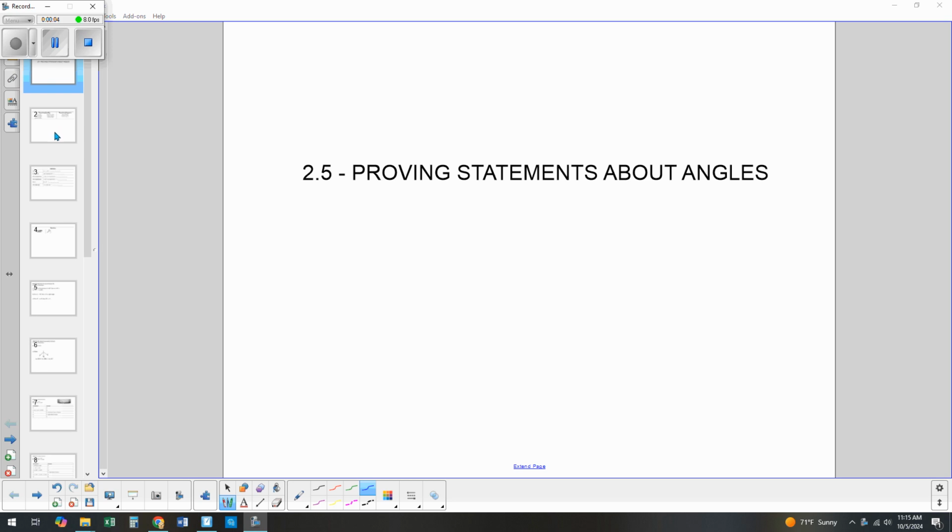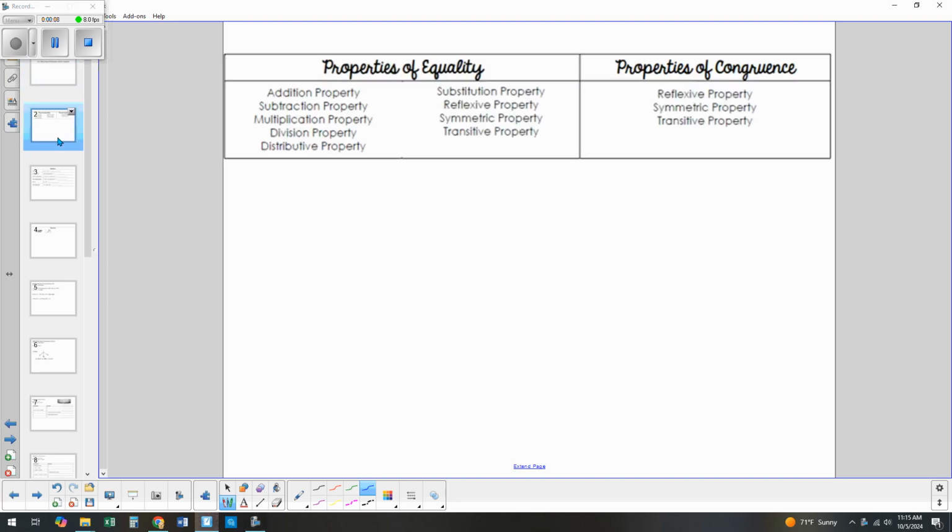This is the rest of section 2.5. We are now proving statements about angles. So all of the properties of equality and properties of congruence that we've already talked about are still in play. Remember, properties of equality need to be used with an equal sign. Properties of congruence are used with a congruent sign. These three were listed under both. So reflexive, symmetric, and transitive can be done with either an equal sign or a congruent sign.